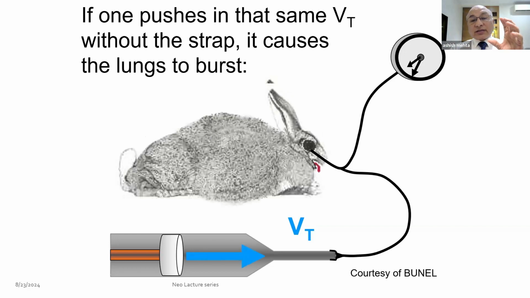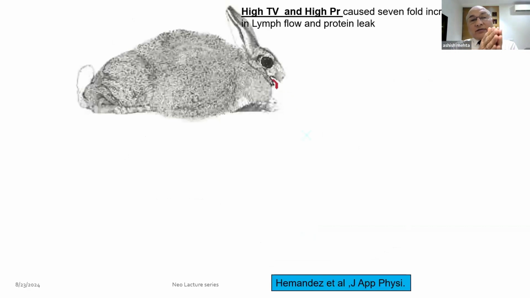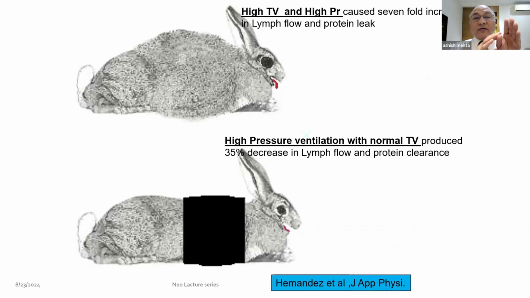And later on, his colleagues did postmortems of the animals where high tidal volume and high pressure was delivered, and they showed that it increased the lymph flow and protein leak by 7 times. Against that, if high pressure but normal tidal volume was pushed, it decreased lymph flow by 30% and gave better protein clearance. So that means it is not the pressure, it was the volume which was causing trauma.